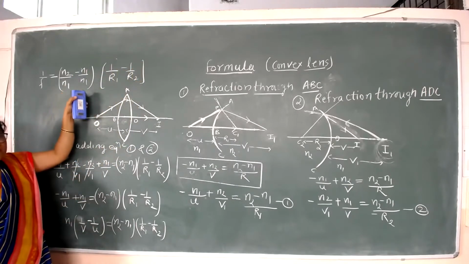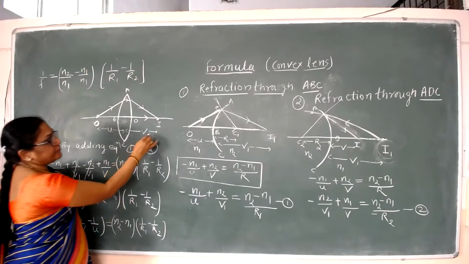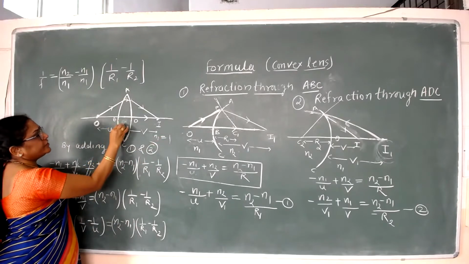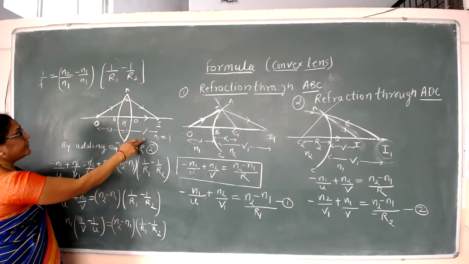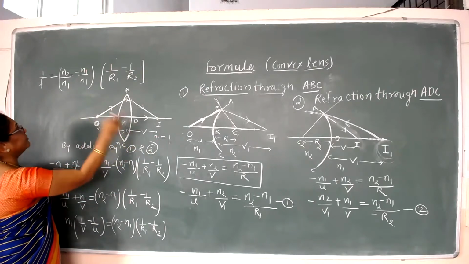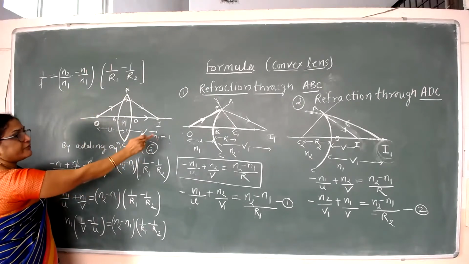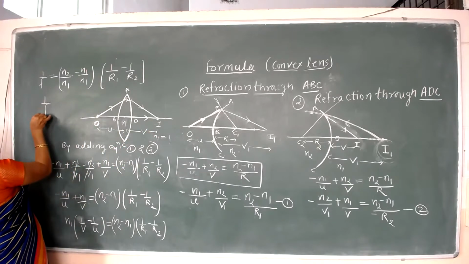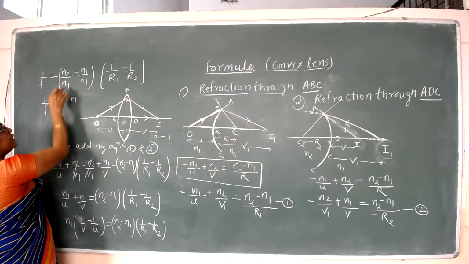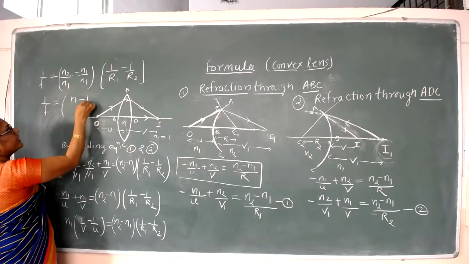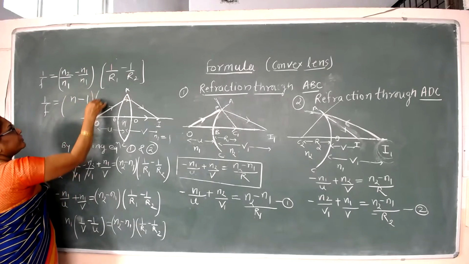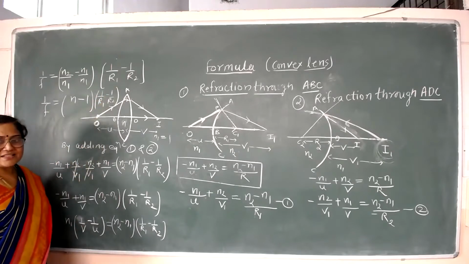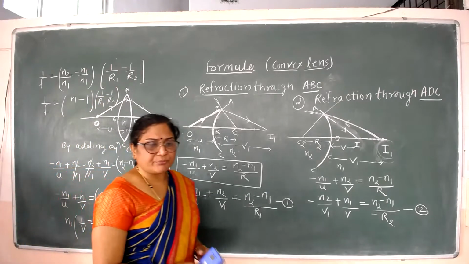So this N1 is equal to 1. If this is an air medium, then N1 is equal to 1. If this is a denser medium, then we compare with N. N1 is a rarer medium, so N1 is an air medium, and we know that the refractive index of air is 1. Therefore, 1 by F is equal to, in bracket, N by 1, that is N, minus 1, in bracket 1 by R1 minus 1 by R2. This formula is known as the lens maker's formula. This is a very, very important derivation.